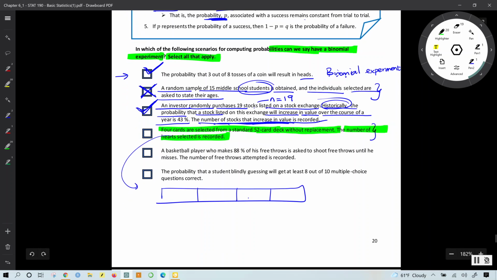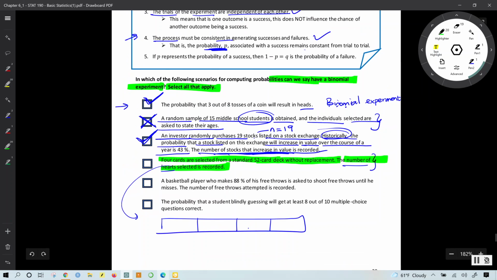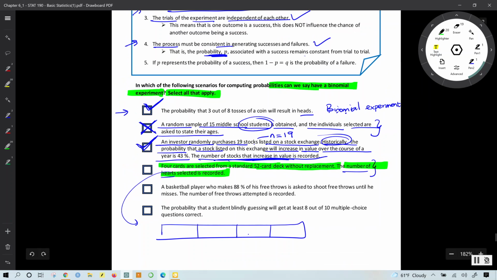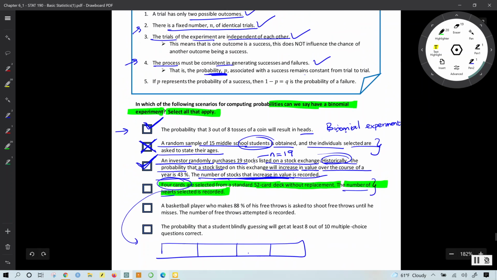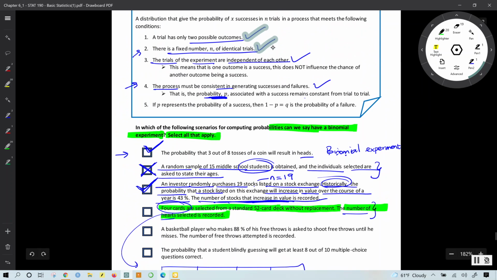Now, we're interested in the number of hearts selected. For every card you pick of these 4 cards, it is true that you either have a heart or you don't have a heart. So this is 2 possible outcomes. That is met. What about the number of cards? We are trying 4 cards that are selected at random, and that means we have n equals 4, a fixed number of trials.